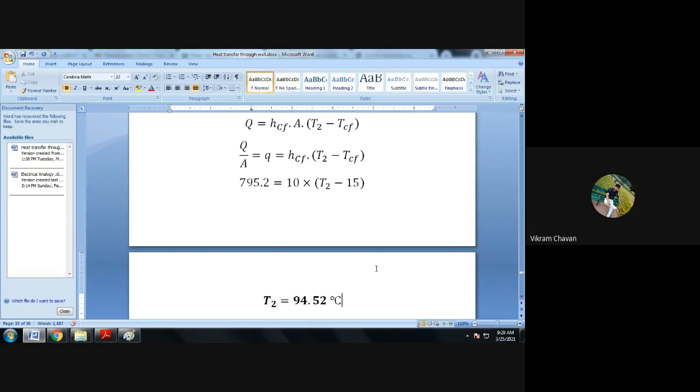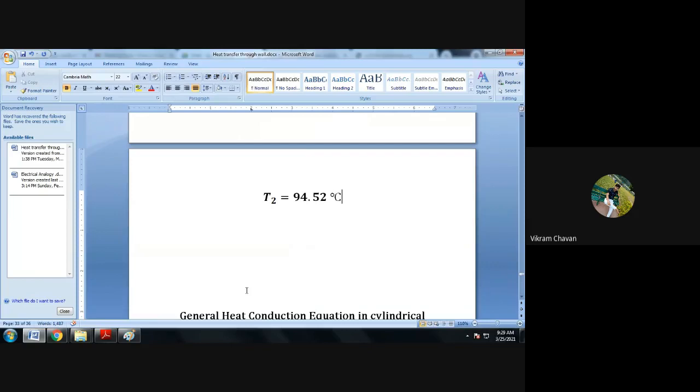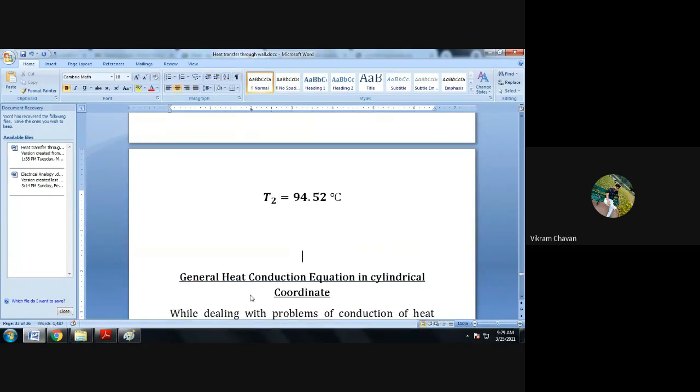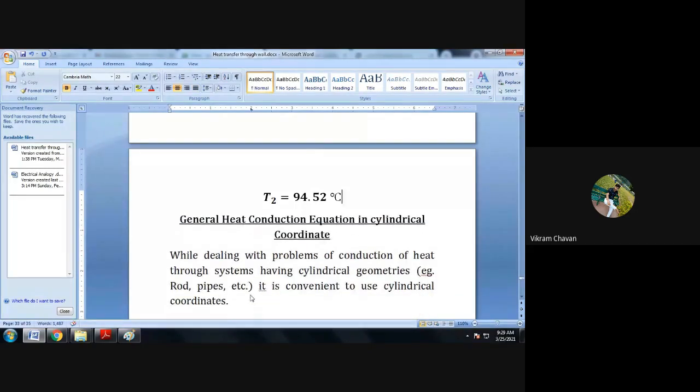Everyone got how to solve the problem on overall heat transfer coefficient, and when we have to use the overall heat transfer coefficient, that is also an important thing. Now we have covered all the points related to wall, or we can say the Cartesian coordinate system. The next important point is the general heat conduction equation in cylindrical coordinates.